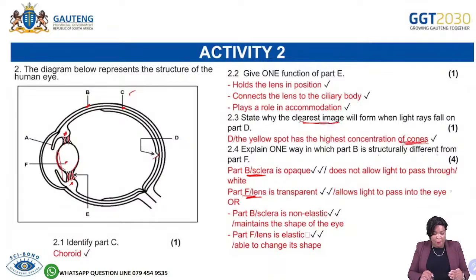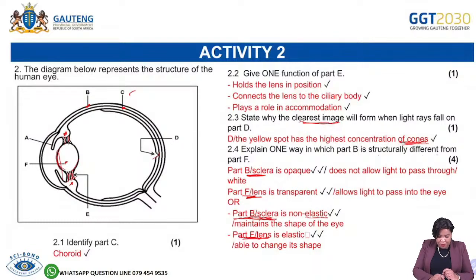But imagine if part F was opaque, then the light will not pass through, and there is a disease that makes the eye not to be very clear, or the lens not to be very clear, and therefore light cannot pass through. Right. Then going to the second differentiation is that part B, which is the sclera, is non-elastic. So it cannot stretch, it cannot accommodate anything because its other function is to maintain the shape of the eye. So it is rigid, it is not elastic.